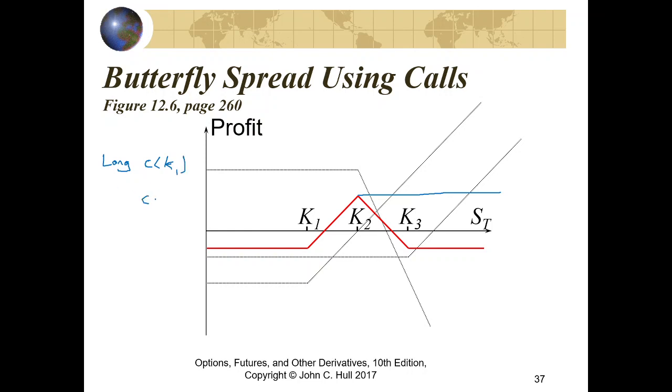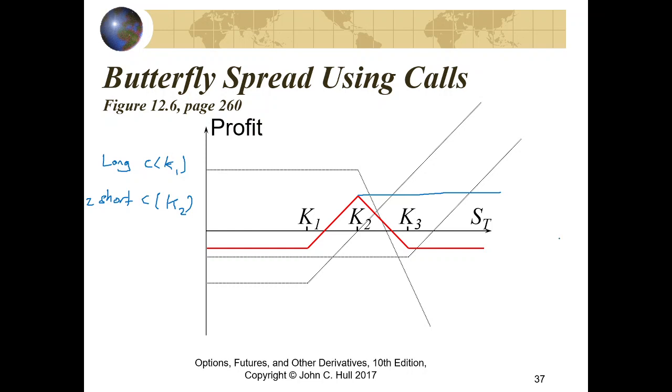At K2, what we will do? If we took one short, the profit line will move from being increasing to only flat. So I need to take another short to move the profit line from being flat to being decreasing. So we will take two short call options with strike price K2.